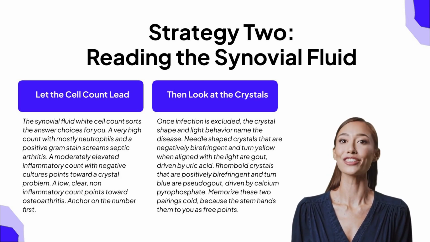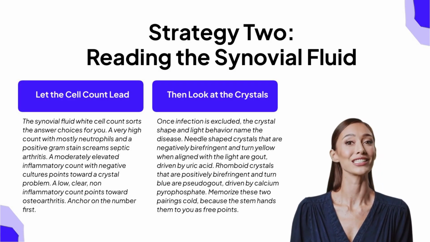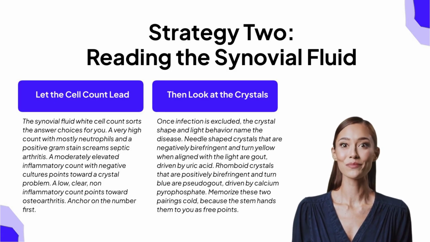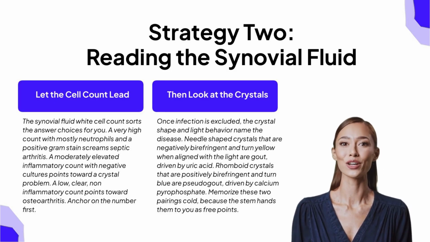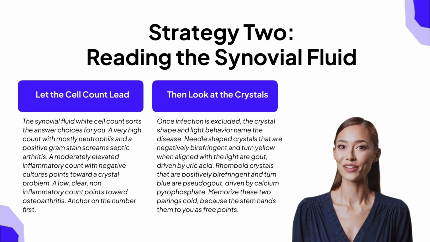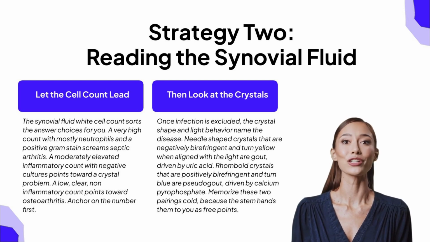Strategy 2 is reading the synovial fluid, because once you can read the fluid, these questions almost answer themselves. Start with the white cell count and let that number lead you. A very high count that is mostly neutrophils, especially with a positive gram stain, screams septic arthritis and demands urgent treatment. A moderately elevated count with negative cultures points toward crystal arthritis. A low, clear, non-inflammatory count points toward osteoarthritis. Anchor on that number first.